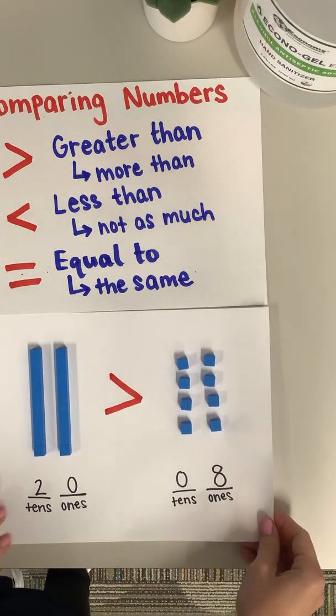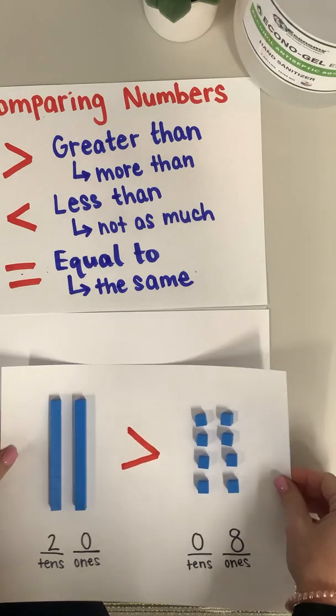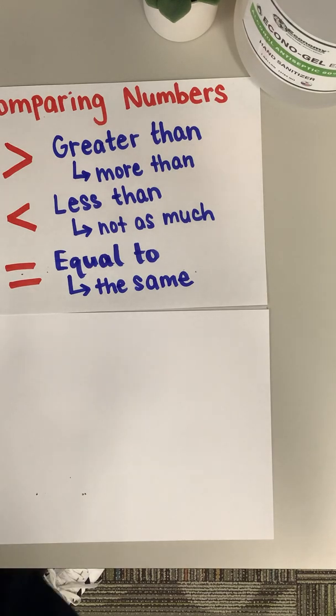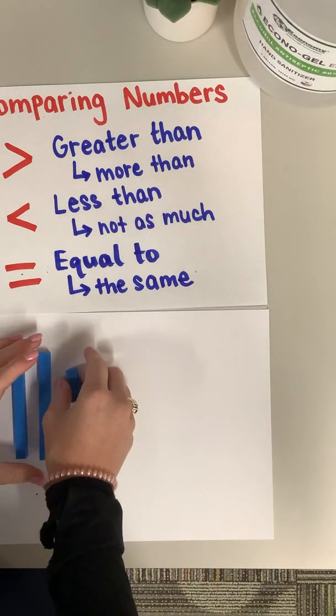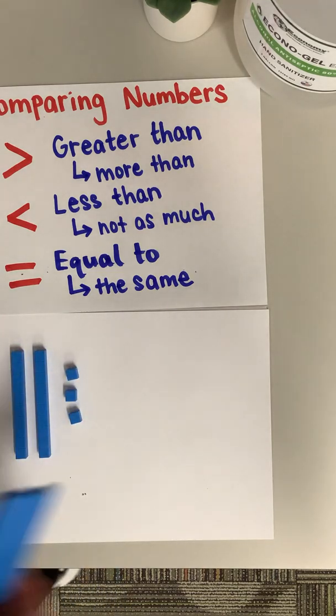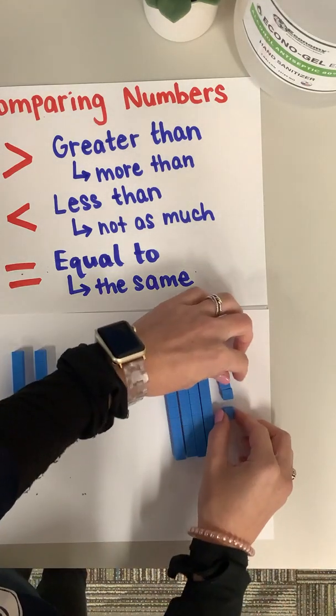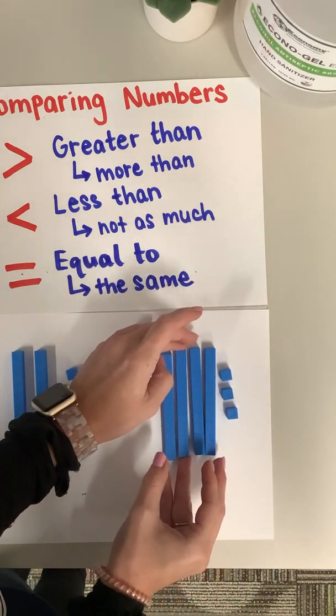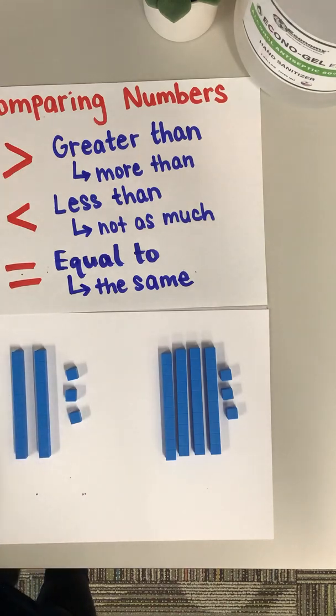Great job, guys. Let's look at another example, but I think you guys are ready to look at bigger numbers. What do you think? Are you ready to look at bigger numbers? Let's go above 20. Here's my first number, and here's my second number. Man, that's a lot of tens blocks, but you guys are gonna do it. It's gonna be awesome.